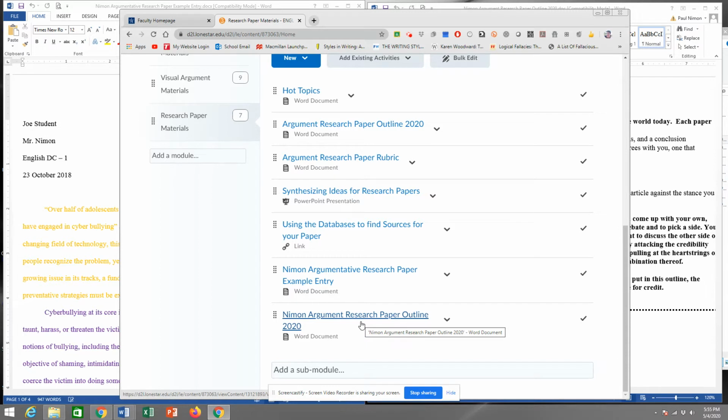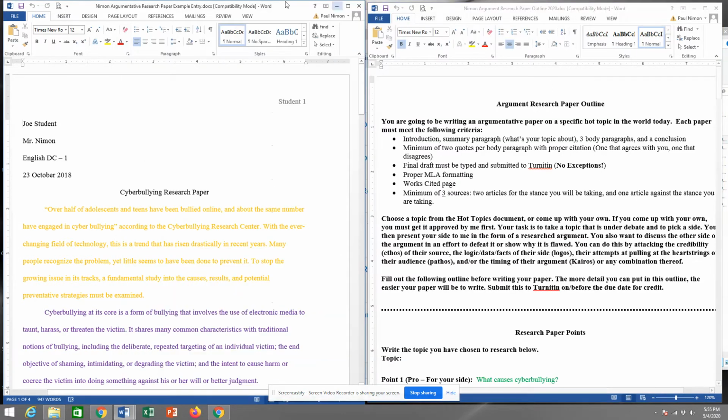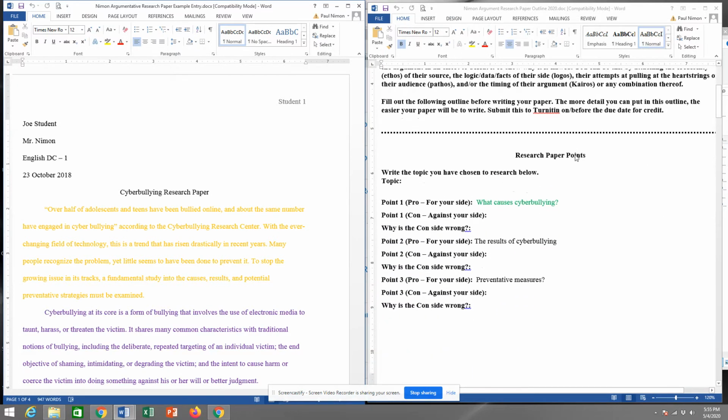And so what I did was I did the thesis, the introduction and the first body paragraph of a research paper just to give you an idea of how this looks. I did this with the outline, and then I copied and pasted into a research paper. So without further ado, here's what that looks like. So here's my research paper outline.